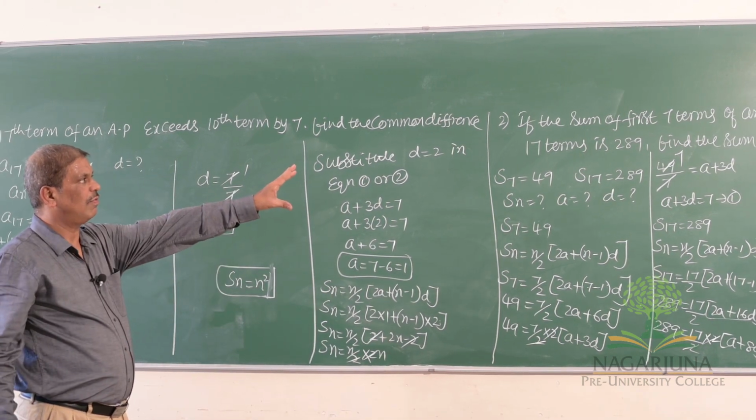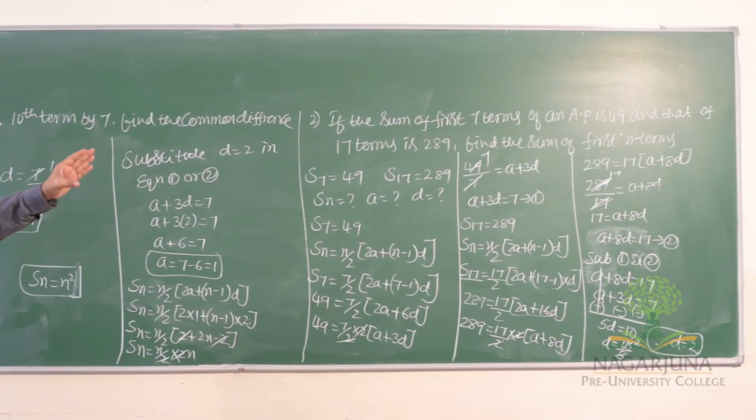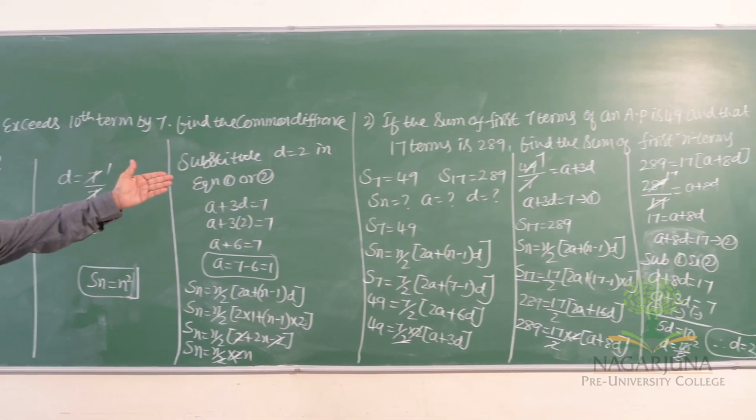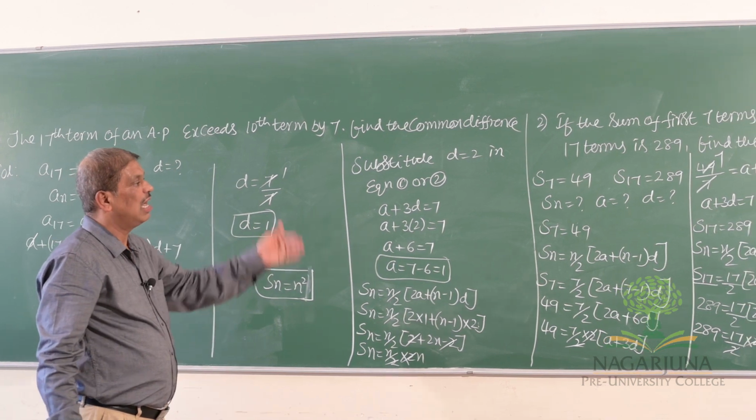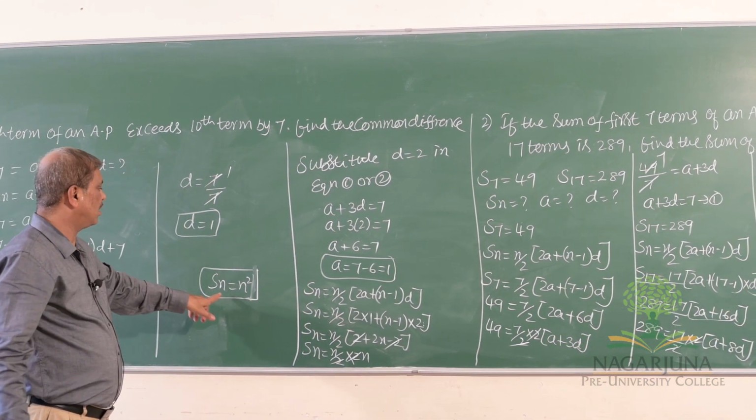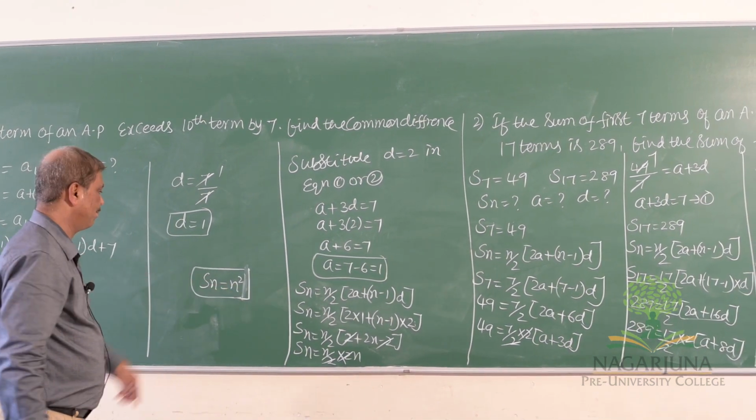So this was for the question: the sum of the first 7 terms of an AP is 49 and that of the first 17 terms is 289. Find the sum of the first 10 terms. After finding a, then d, now Sn is equal to n square.